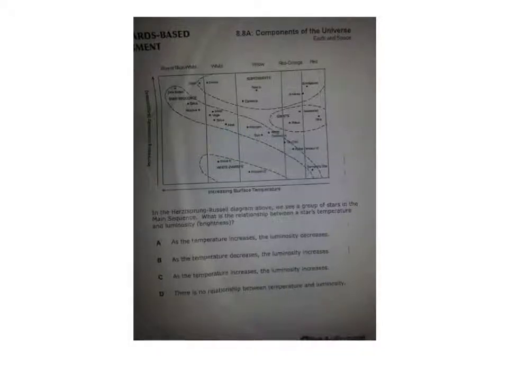Okay, so in this question, they're telling us that in the Hertzsprung-Russell diagram above, we see a group of stars in the main sequence. So here is main sequence right here. And that group would contain all of the stars inside of that dotted line. And so we see that there are some other groups. There's the supergiants here, and there's the giants here, and there's the white dwarfs here. But we're really focused on all of the stars that are inside of this main sequence group.